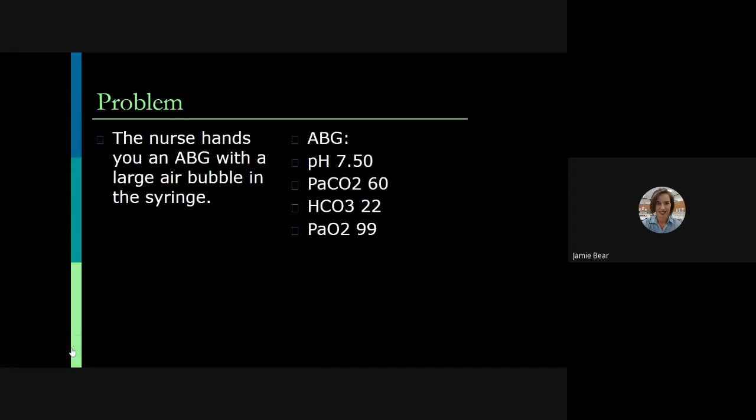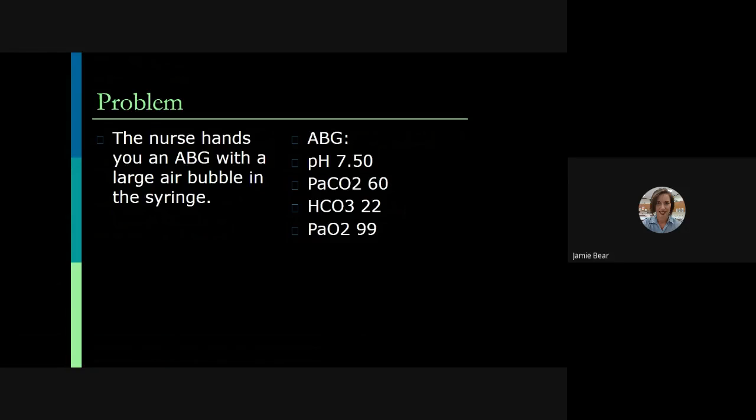The nurse hands you an arterial blood gas with a large air bubble in the syringe. The arterial blood gas comes back with a pH of 7.50, a PaCO2 of 60, and a bicarb of 22, and a PaO2 of 99. You would then say, wow, I must need to recalibrate my arterial blood gas machine because this can't happen.